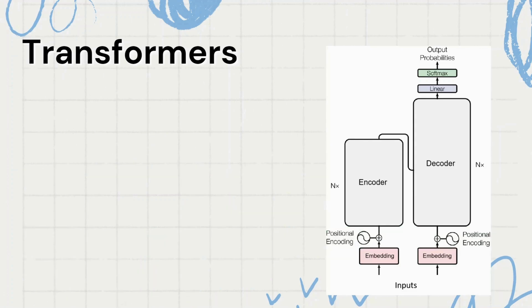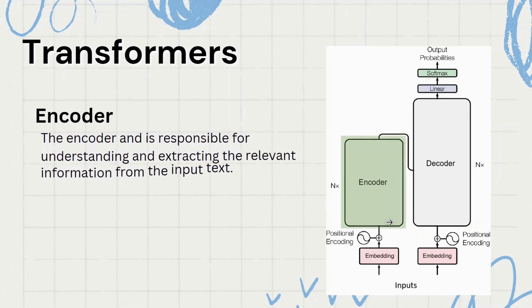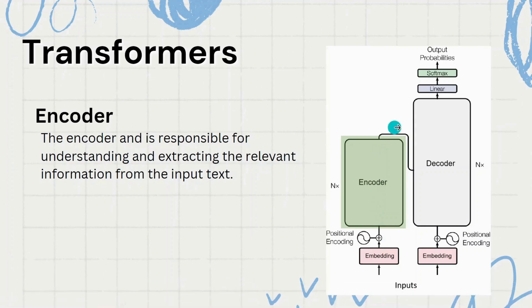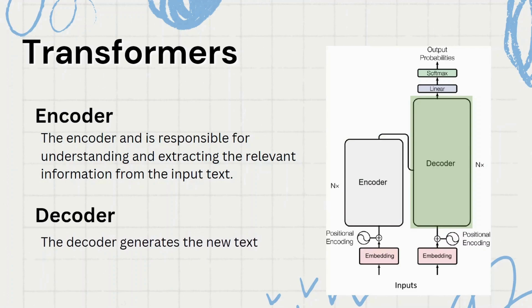Now before moving on, I would like you to notice there are two major parts to our model, which are the encoders and the decoders. What do encoders do? The encoder is responsible for understanding and extracting the relevant information from the input text. So it takes in the input text, extracts the information and provides it to the decoder. While the decoder's task is to generate the new text that we want to generate. So this is one type of transformer that we see. We have transformers that contain only decoders or only encoders. But here we will look at encoder-decoder type transformers.